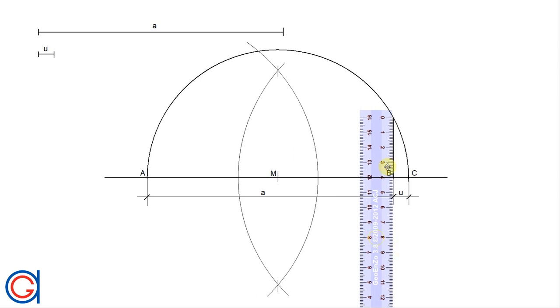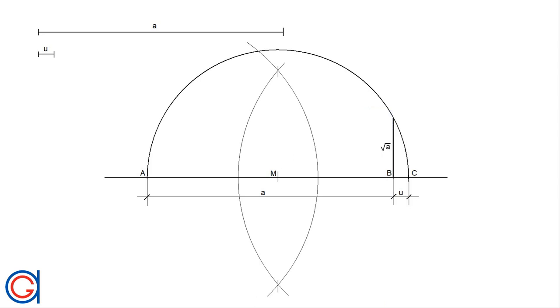Okay, so we draw from B until it cuts the semicircle, and now we can check that this line segment is exactly 4 centimeters, which is the square root of 16, or the square root of our given length A, which is 16 centimeters.